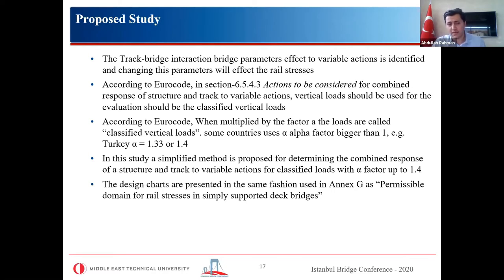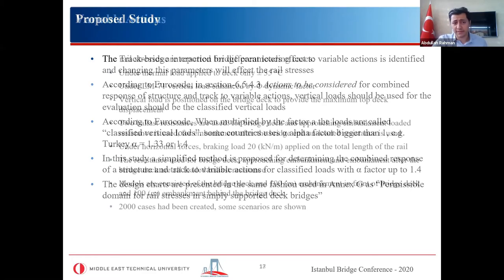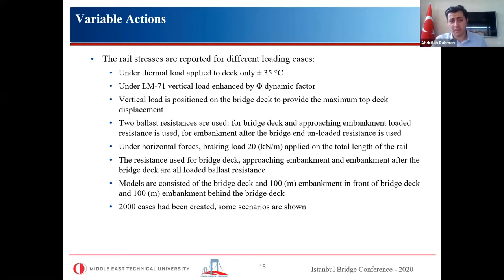Why did I make it? Because there are some countries using an alpha factor higher than 1. For example, in Turkey, we are using 1.33 or 1.4. But as much as I remember, universally, it's not certain yet, they will use a unified alpha factor equal to 1.33. Now, in my sensitivity analysis, I used some load cases which are fixed. For example, the thermal load applied to the bridge deck is plus minus 35 degrees. The loads are the LM71 vertical load enhanced by the dynamic factor. And the vertical load is positioned on the bridge deck to provide maximum top deck displacement.